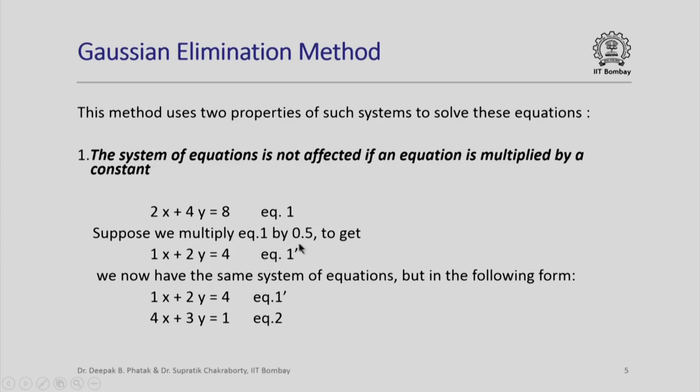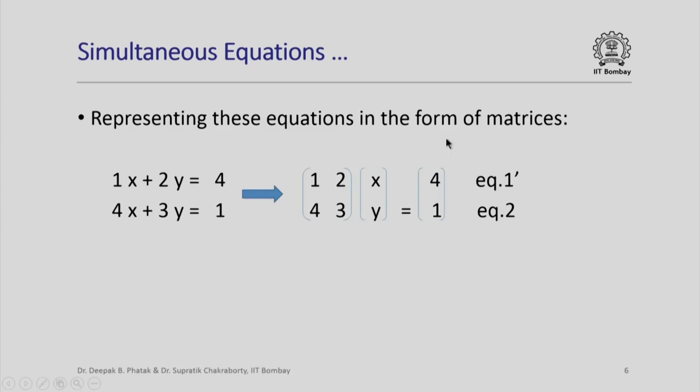Observe that 0.5 is not an arbitrary number. We have chosen it such that the coefficient of x now becomes 1. We shall comment on it as we proceed. With this change, we now have the same system of equations, but in this form: 1x plus 2y equal to 4 as equation 1 prime and 4x plus 3y equal to 1 as equation 2. We again represent these equations in the form of matrices that we saw. So this system naturally translates into a two-dimensional matrix having 1, 2, 4, 3 as elements, x and y as a vector, and 4 and 1 representing the right hand side.